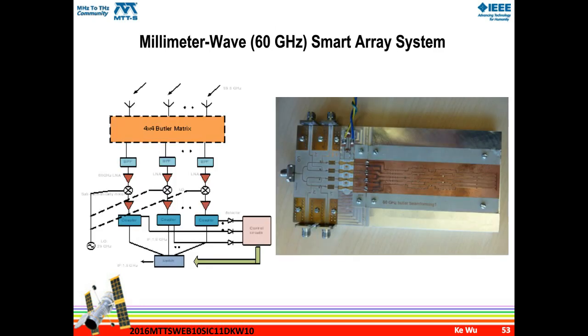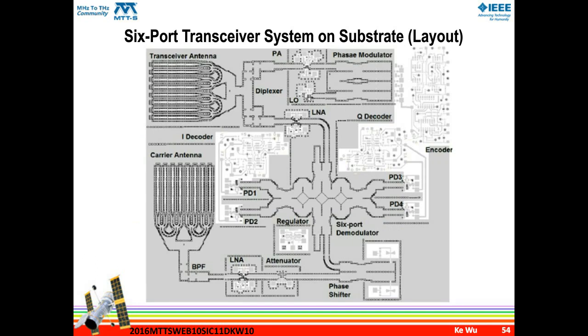And you can also see such designs through one example here, which we call the active 60 gigahertz smart array systems, which means that all the antenna beamforming network, all those other structures can be integrated into the same substrates, even including the basic elements there. So this is one example, a so-called six-port transceiver system on substrates. This is just the layout, to show you the complexity of the structures. At the same time, the design can be made very easy because everything can be made in the same fabrication process, and actually can also be made with multi-layer.